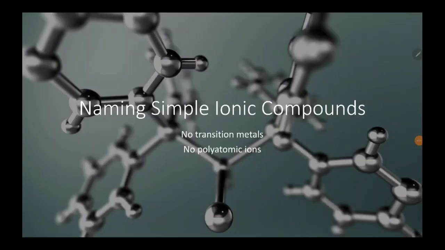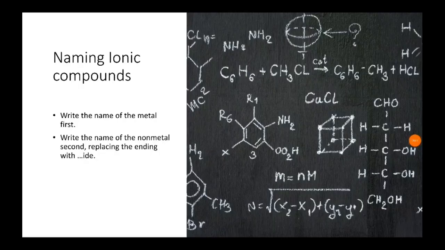In this PowerPoint we are going to talk about nomenclature, which is the system by which we name chemical compounds. The first type of compounds we will focus on are the simplest of ionic compounds, those that do not contain any transition metals nor polyatomic ions. These will simply be made of one metal element and one non-metal element. These types of compounds are relatively simple to name.